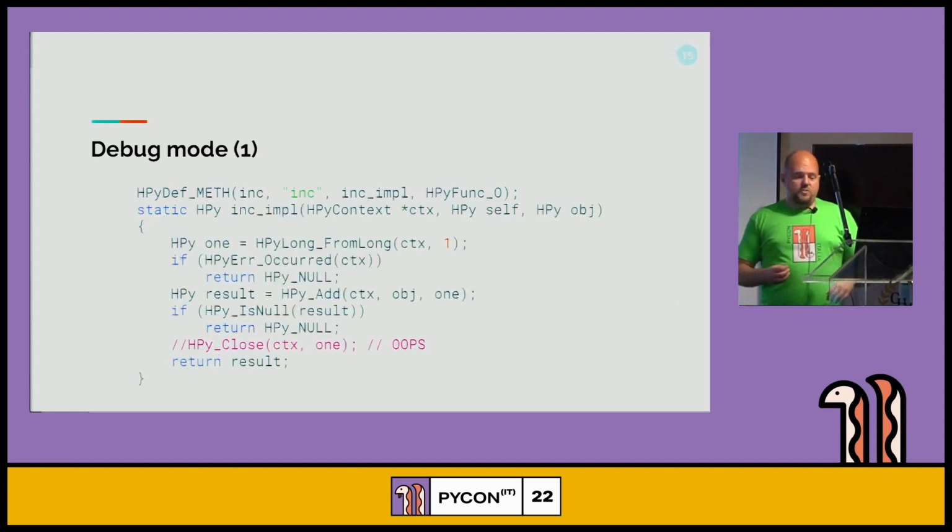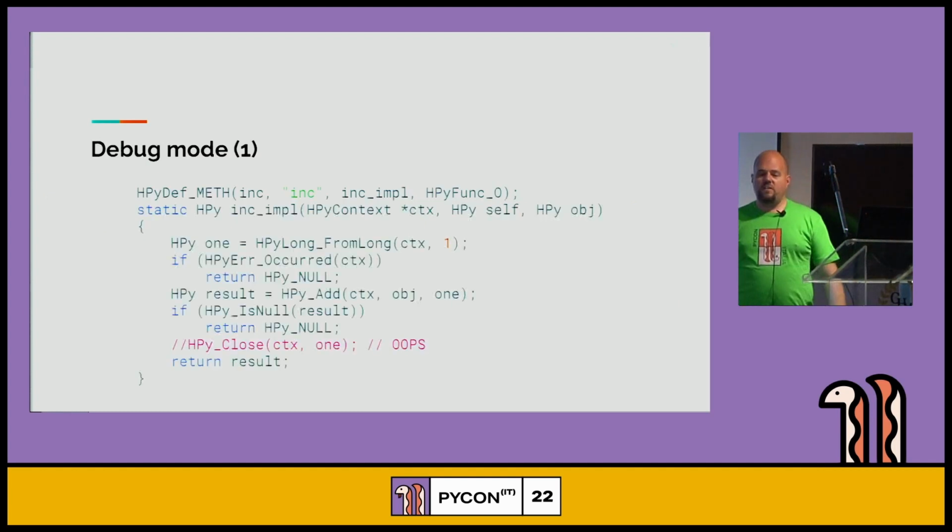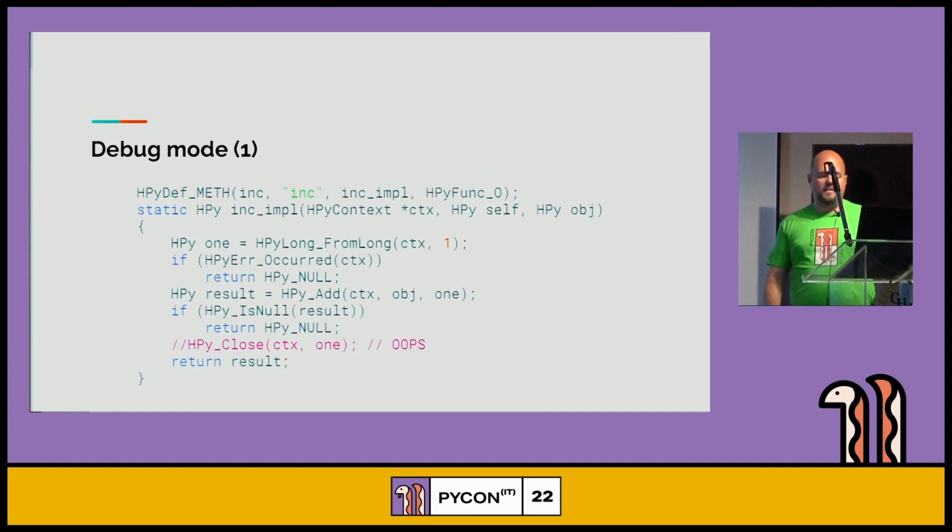And let me also show very quickly the debug mode. So imagine to have a situation like this in which I want to increment a number. So this is something that, if you remove the h, is really like a normal CPython extension. So here, I forgot to close this object, this handle, which I should. So it's missing the decref in CPython. It's a memory leak.